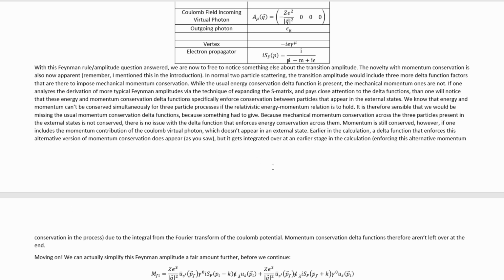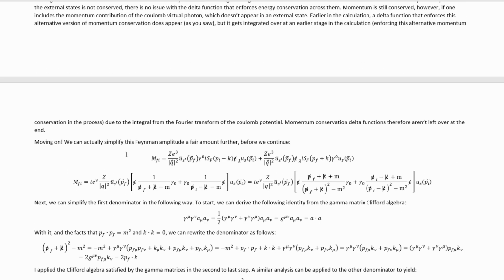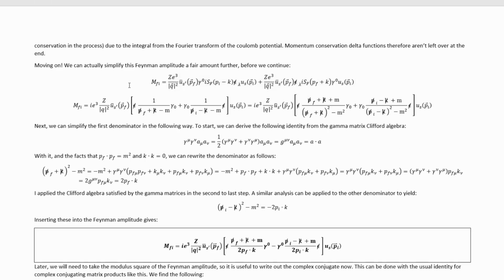Remember when I told you to pay attention to that momentum conservation relation because I was going to talk about it later? Well, that's what this discussion was. Moving on, we can actually simplify this Feynman amplitude a fair amount before we continue. So we can start by factoring.